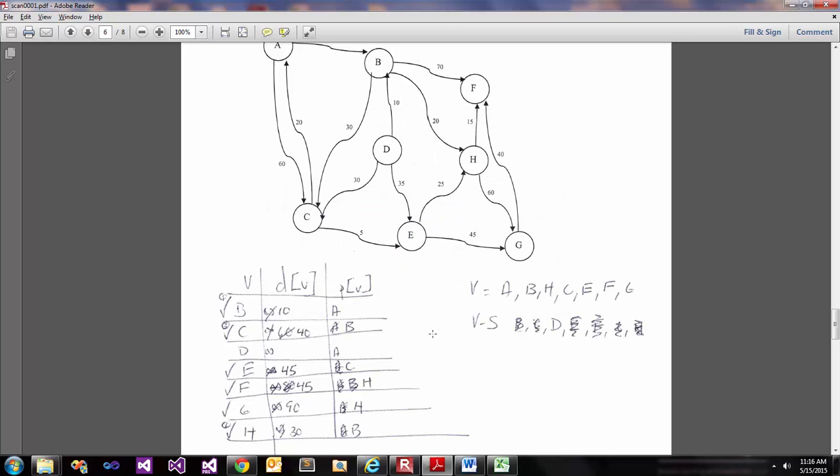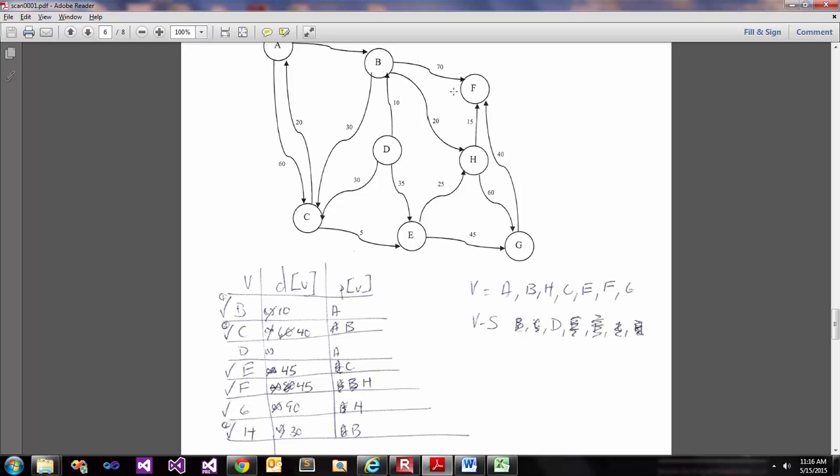Next, the next lowest value is E, which is 45. It would cost us an additional 45 to go to G, which happens to be the same amount that was already in G through H, so we don't write that. We can also go to H, but that's already been done and is in our V, so there's nothing else to do here. So we're done with E.